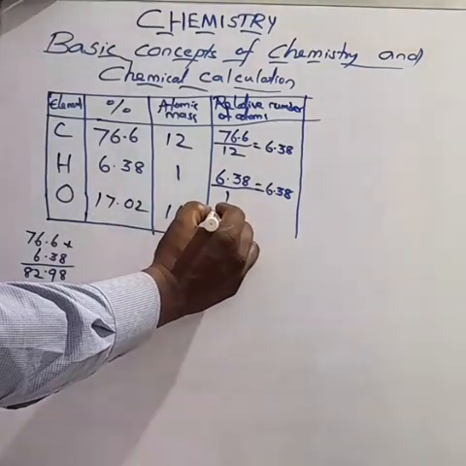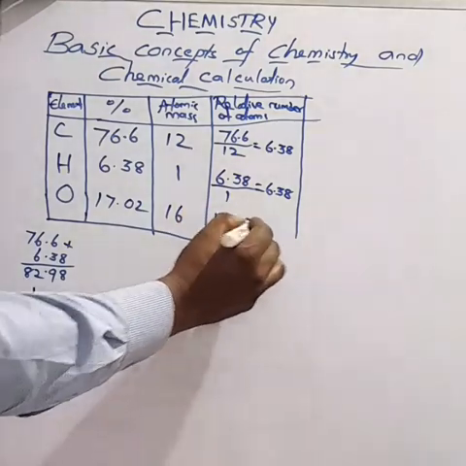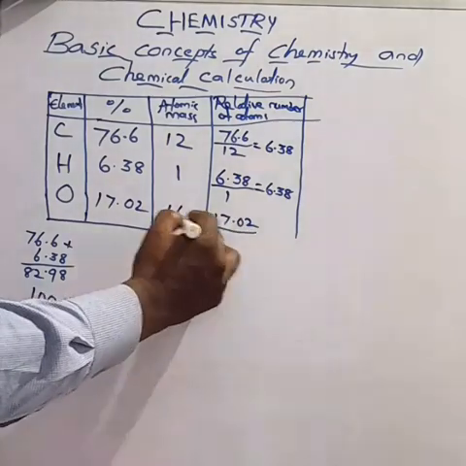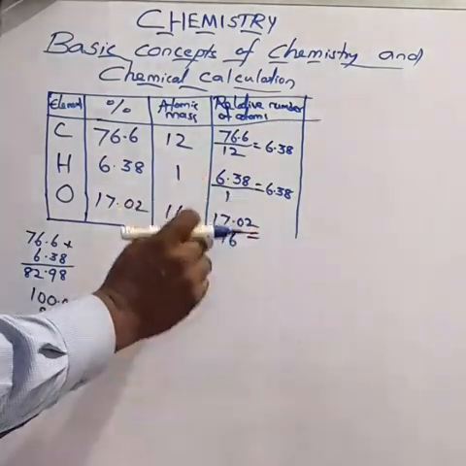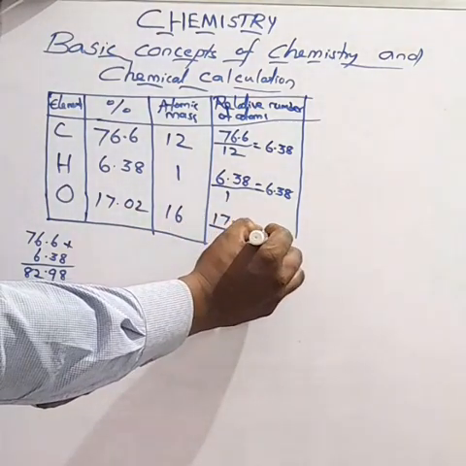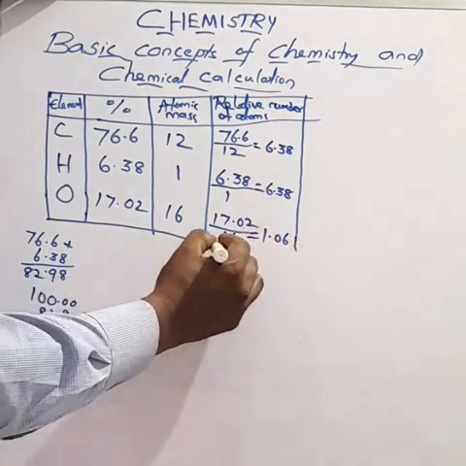Our calculated percentage is 17.02. What's the value? 17.02 divided by atomic mass of oxygen, which is equal to 16. So 17.02 divided by 16. That also we get the approximate value as 1.06.